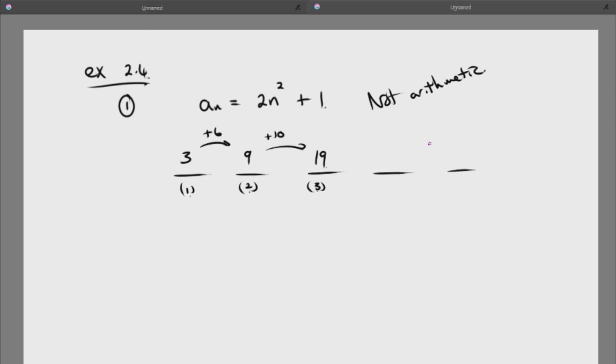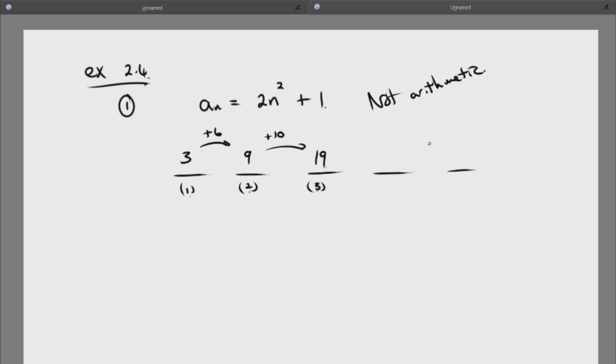Then position 2. The n is 2 for that one. Plug it in wherever you see an n. Calculator, calculator. 9 comes out. Whether that calculator is your head or an actual calculator, doesn't matter. Well, it matters a little bit. It'd be good to do it in your head. Good practice. Then position is a 3.